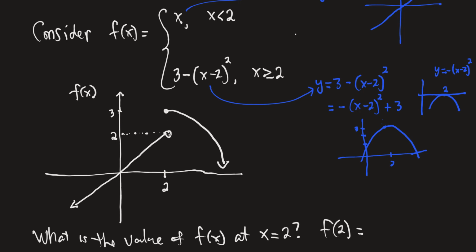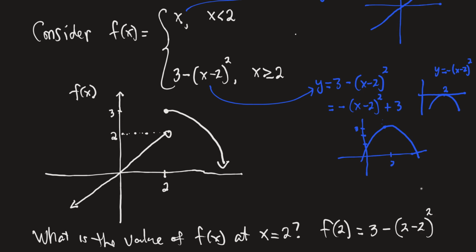It's not here, right? So we got open, closed. Same thing we use for inequalities: open inequality, closed inequality. So to figure out the function value at x equals 2, we would have to evaluate the bottom piece of the function. So I'd have to plug 2 right here. So it's going to be 3 minus the quantity, 2 minus 2, that quantity squared.